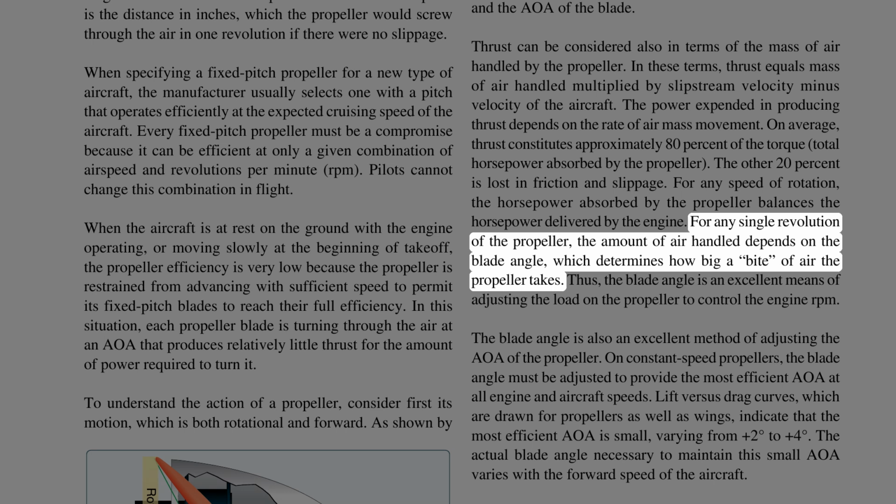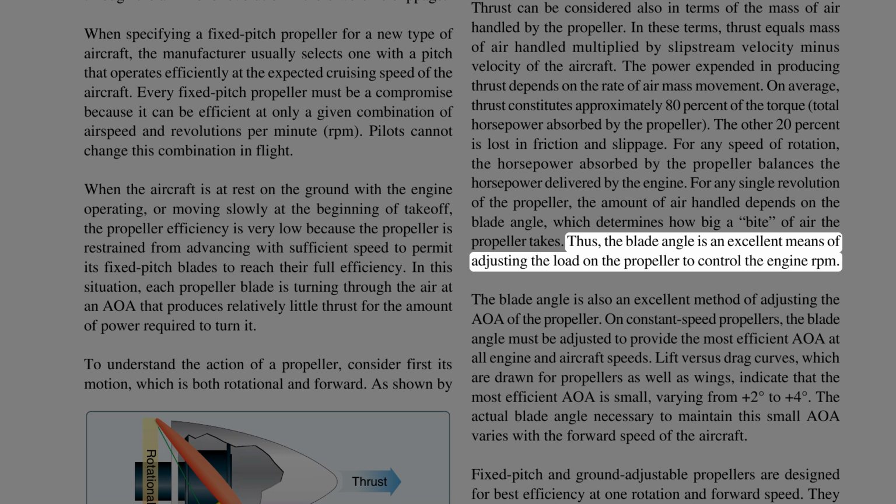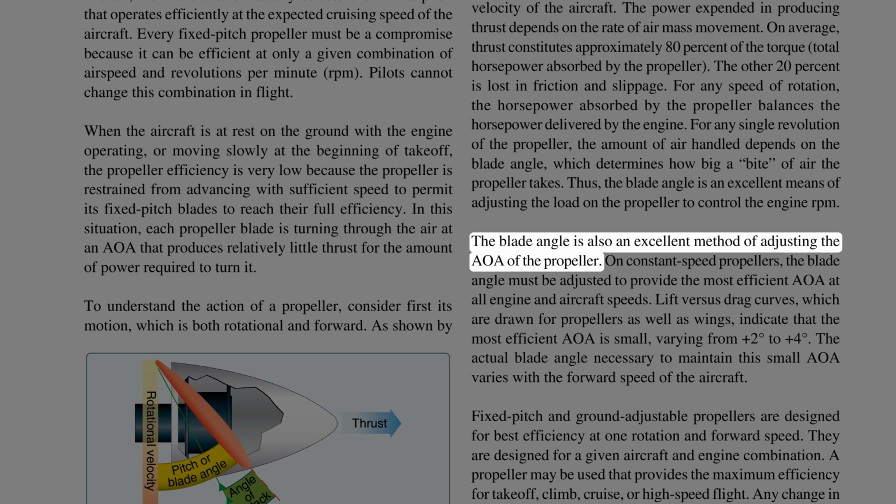For any single revolution of the propeller, the amount of air handled depends on the blade angle, which determines how big a bite of air the propeller takes. Thus, the blade angle is an excellent means of adjusting the load on the propeller to control the engine RPM. The blade angle is also an excellent method of adjusting the AOA of the propeller.